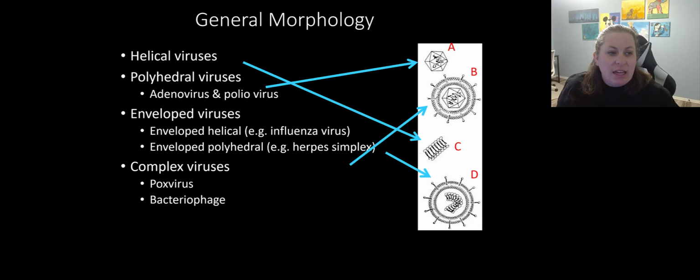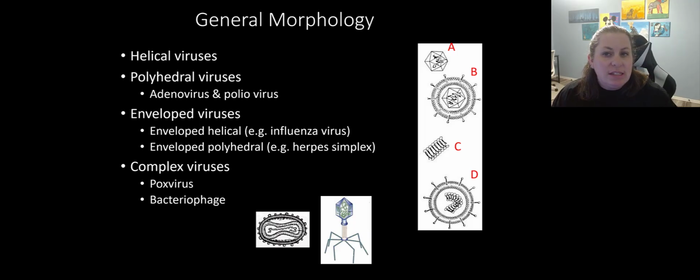We then see that we can have, so the first one here is the enveloped helical, D is enveloped helical, and B is the enveloped polyhedral. Now, complex viruses are present. Some of these complex viruses are things like the pox virus, okay, as you can see here, and also the bacteriophage. So they're going to be a little more complicated.